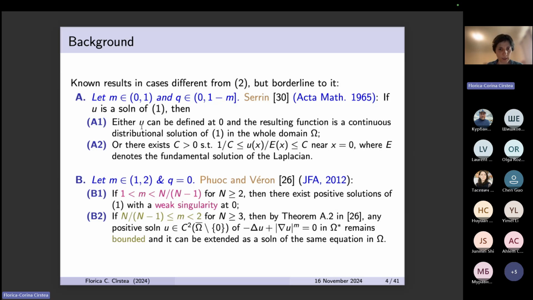A more general framework, including this one. If we take now q equals 0, so we don't have a power of u on the right-hand side, we have just the power of the gradient. So we have the modulus of the gradient of u to the m, with m between 1 and 2.